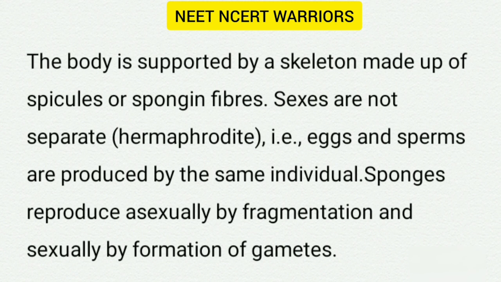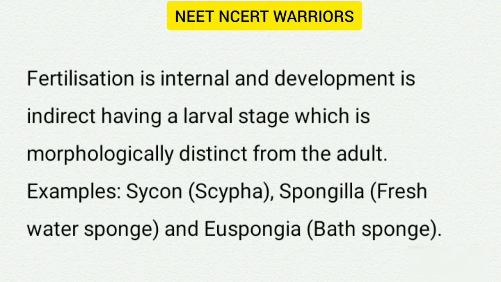Sexes are not separate, called hermaphrodite, that is, eggs and sperms are produced by the same individual. Sponges reproduce asexually by fragmentation and sexually by formation of gametes. Fertilization is internal and development is indirect, having a larval stage which is morphologically distinct from the adult. Examples: Sycon, Scypha, Spongilla, fresh water sponge, and Euspongia, bath sponge.